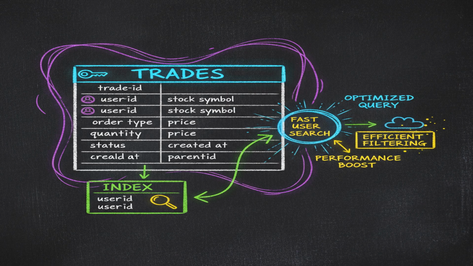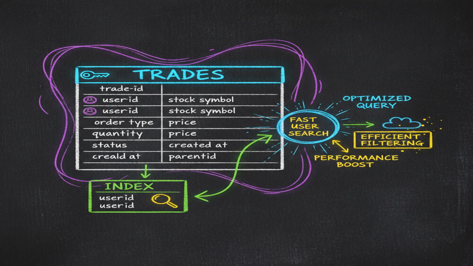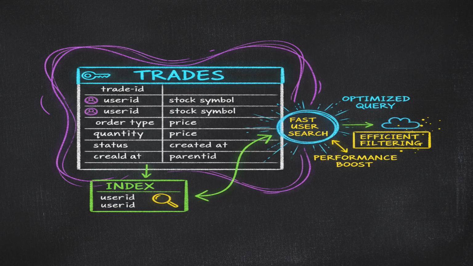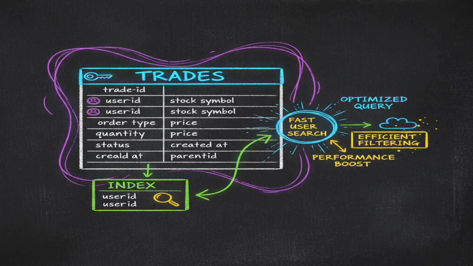Audit fields and lineage tracking are critical, but so are indexes for common queries. We'll add an index on user ID and stock symbol to speed up common queries. We also need to store the exchange the trade was executed on. We also need to store the commission charged for the trade.